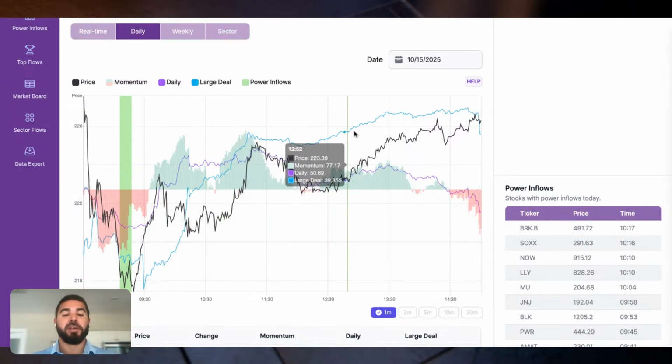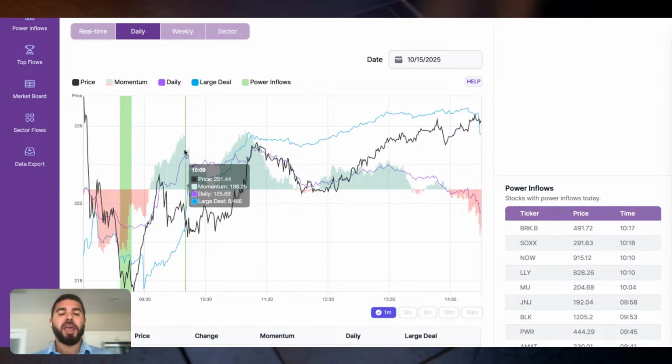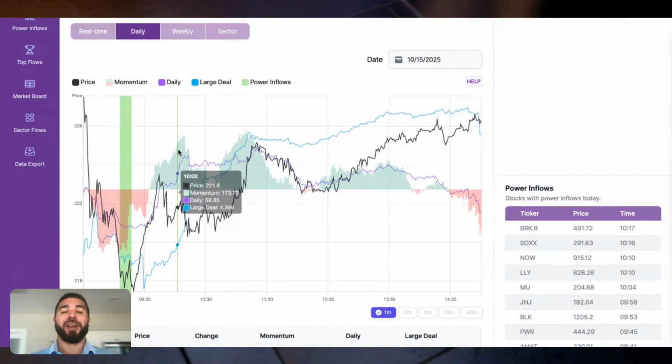And you'll see above it is this light blue line. That's what we call our large deal flow data. This tends to be any of your institutional flow data: hedge funds, mutual funds, really anything $100,000 or more is what we would quantify there in terms of the large deal flow data.